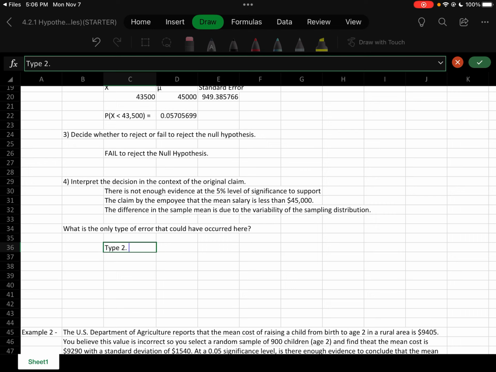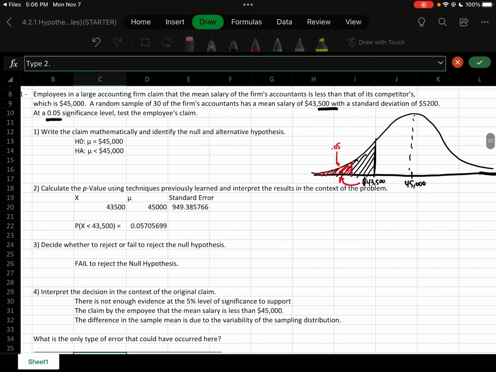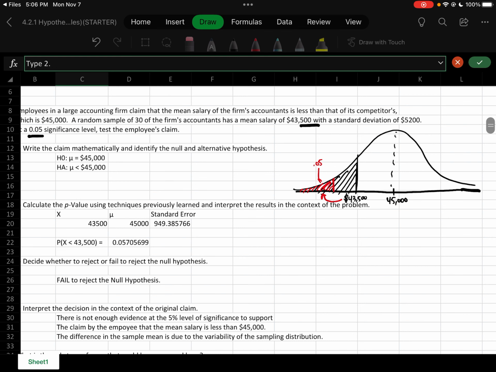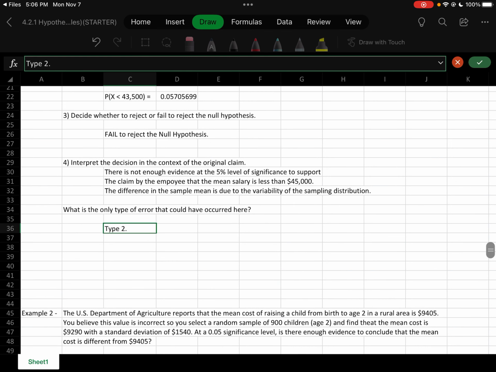All right, we'll come back in the next video. I'm going to do this in regular Excel, and I just wanted to be able to draw on this so you could see the picture. And then we'll do another example, and this one's going to be two-tailed instead of one.